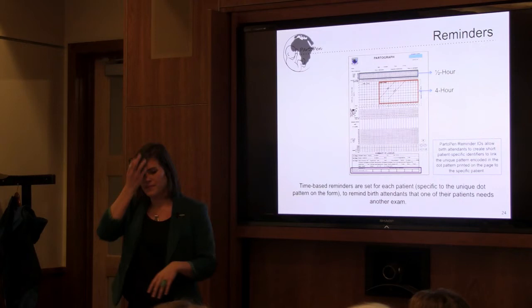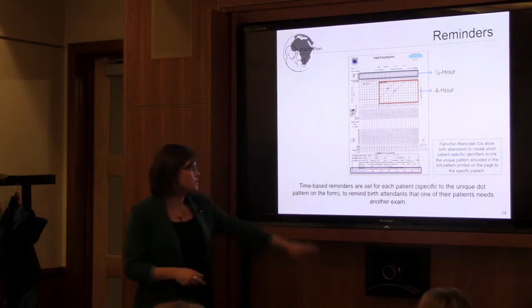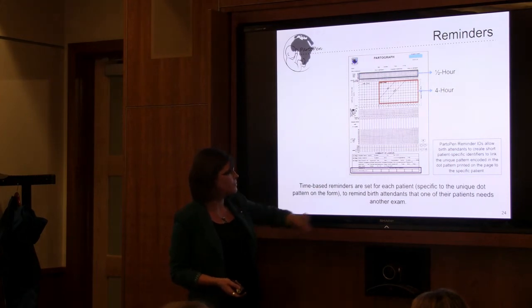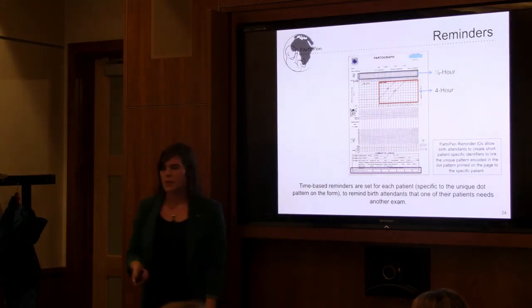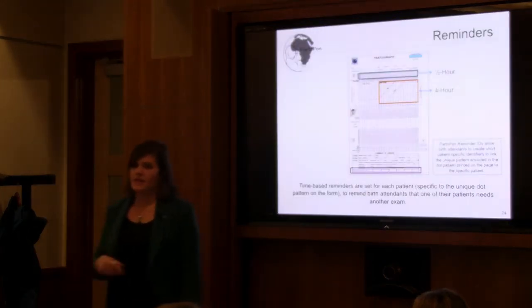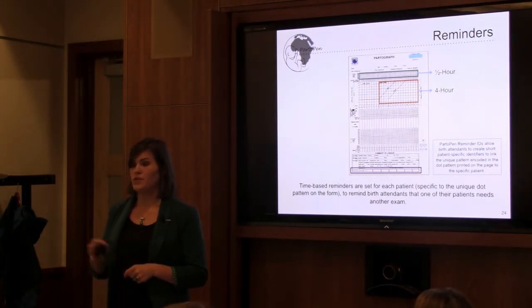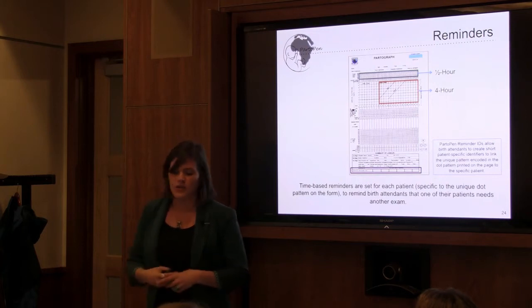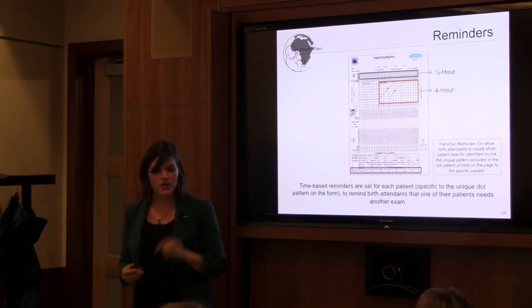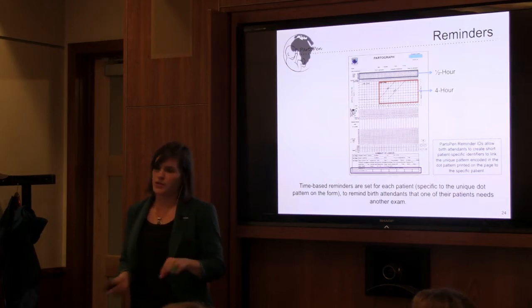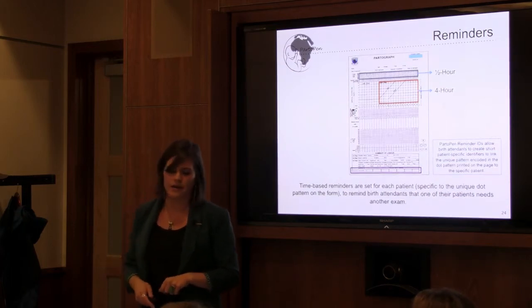The way it knows which patient the reminder is for is actually down here in the bottom of the form, where there are these PartoPen reminder IDs. These are designed for things like a patient's initials or their room number, which I found a lot of nurses liked to do at Kenyatta. And so that short code, either the initials or the room number, will show up on the screen along with the half-hour or 4-hour reminder.